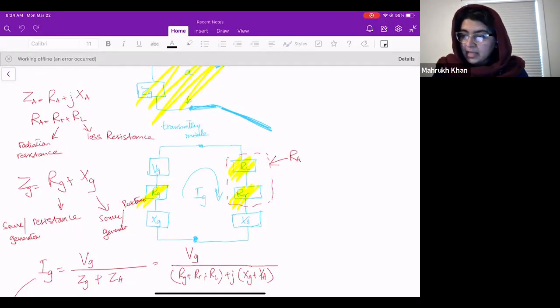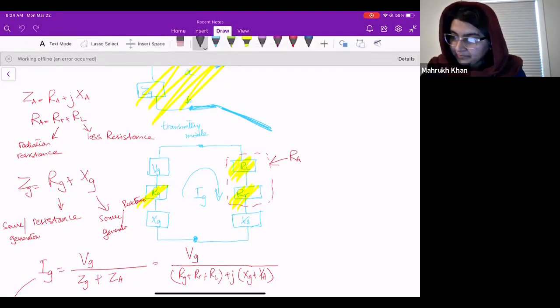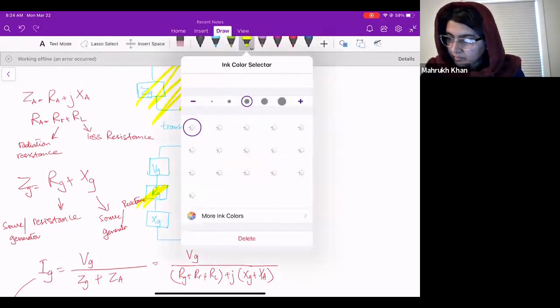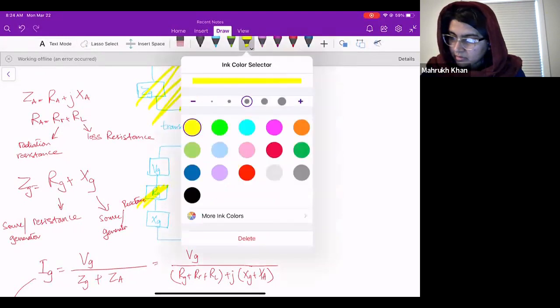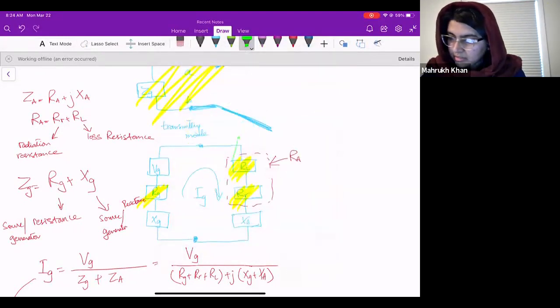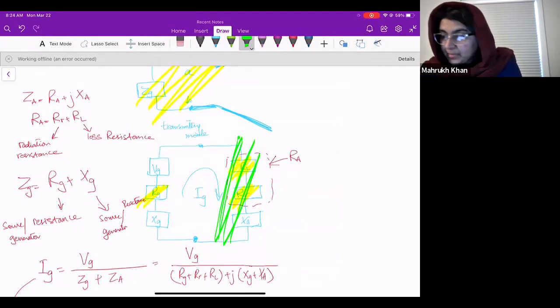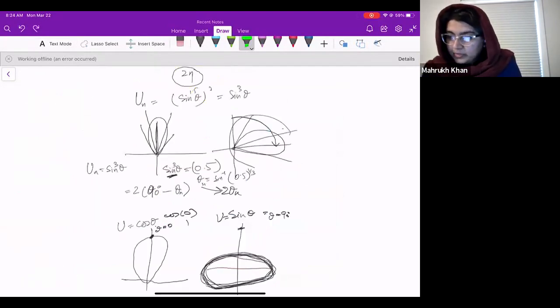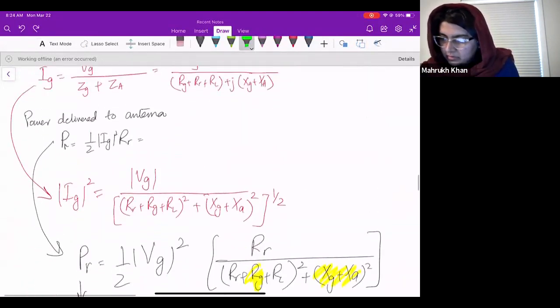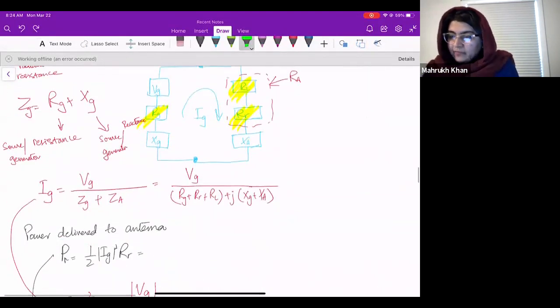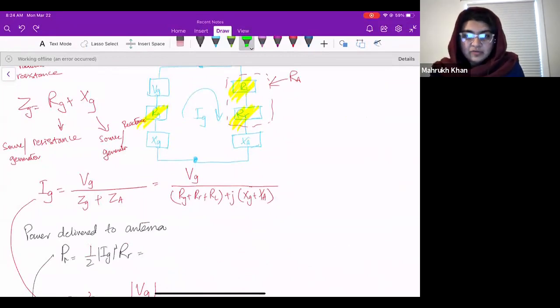And then we are saying that this is our antenna impedance, because it has ZA plus JXA. And then we calculated the power dissipations across each component because of this.